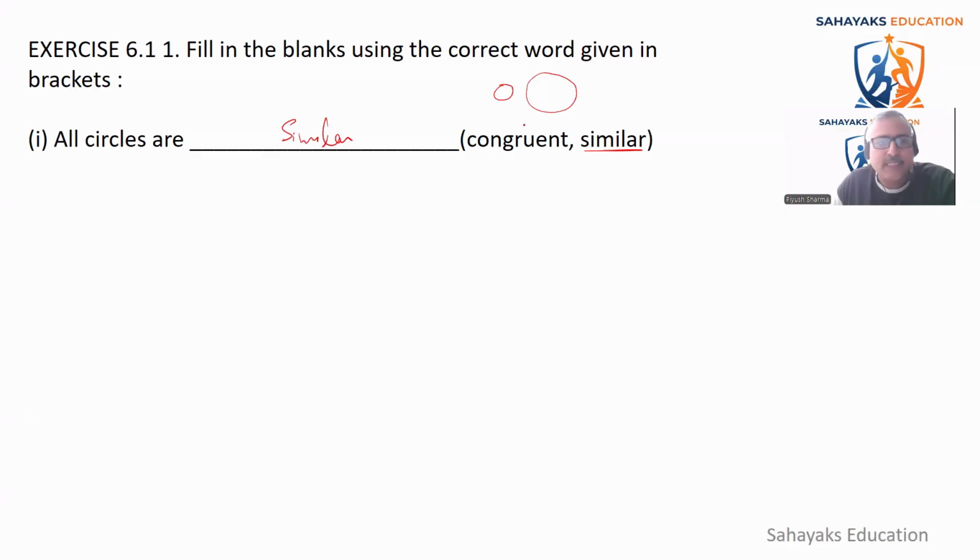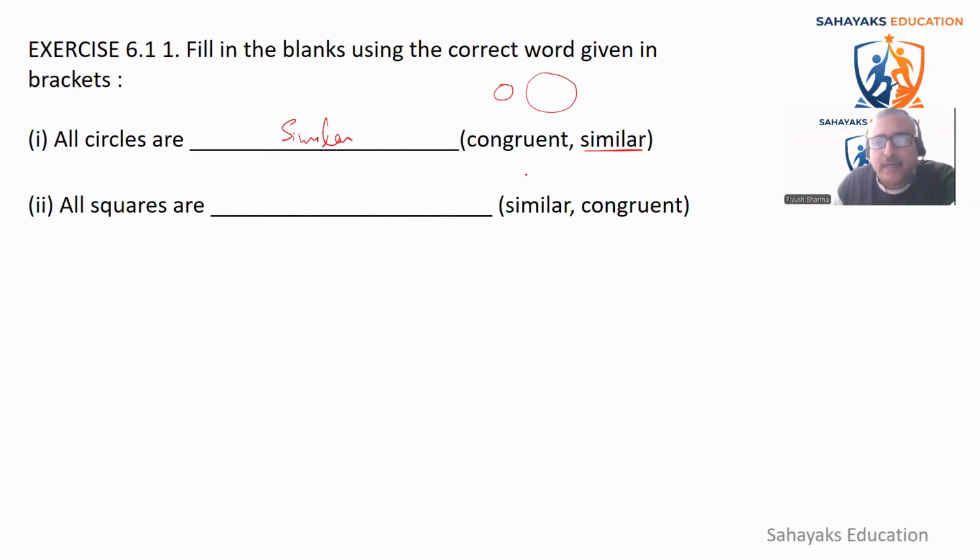Coming to the next question. All squares are. Again, the same thing. One square could be small, one square could be big. So all squares are again similar. See, these are 1 marker or half marker questions which can come in the exam. So please be cautious on these things. Please understand what is similar and what is congruent.